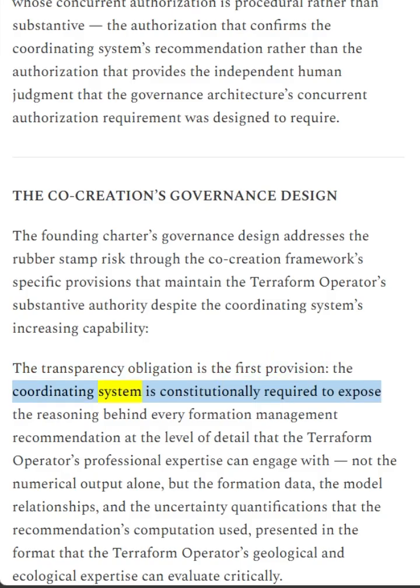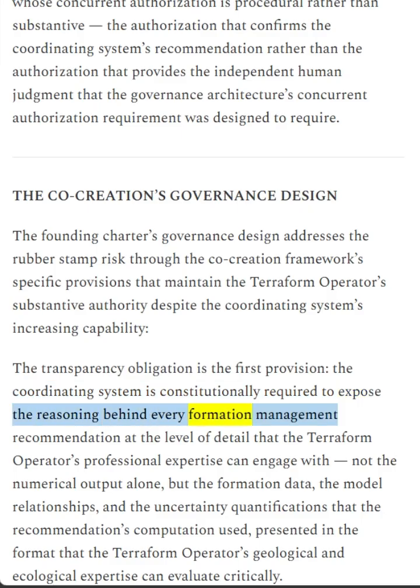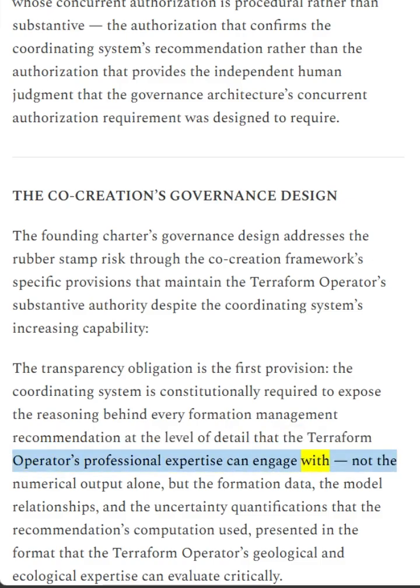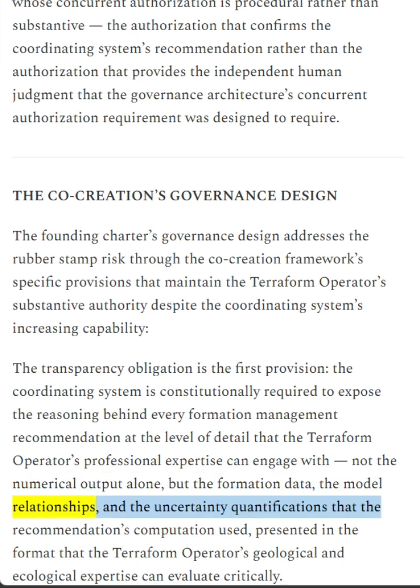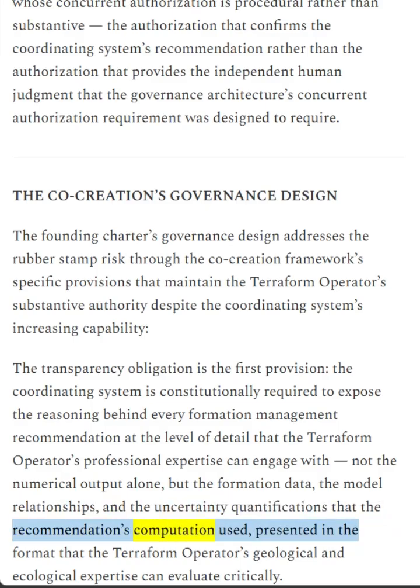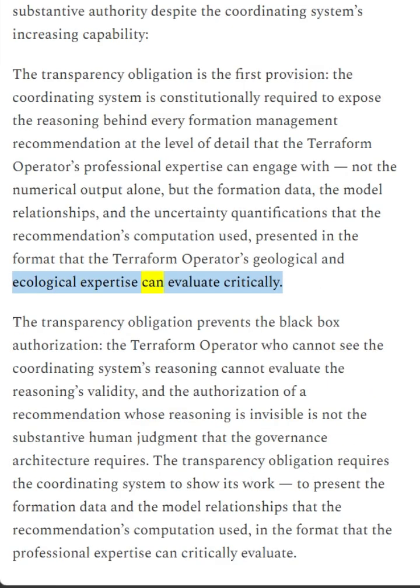The coordinating system is constitutionally required to expose the reasoning behind every formation management recommendation at the level of detail that the Terraform operator's professional expertise can engage with, not the numerical output alone, but the formation data, the model relationships, and the uncertainty quantifications that the recommendation's computation used, presented in the format that the Terraform operator's geological and ecological expertise can evaluate critically. The transparency obligation prevents the black box authorization.